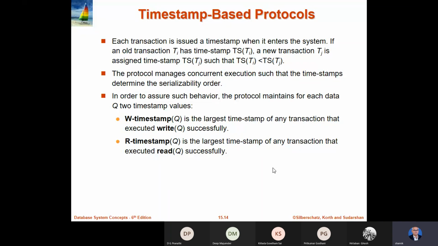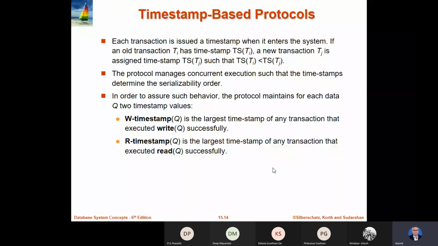Now the protocol manages concurrent execution such that the timestamps determine the serializability order. When we talk about such serializable schedules, we also need to think about the ordering of the transactions in that equivalent serial schedule, and that is what is called the serializability order. As I just refreshed our memory from last week's class, for 2PL the serializability order is determined by the positions of the lock points. Here, for the timestamp based protocols that we are going to discuss, the serializability order is basically the order of the timestamps of the transactions.